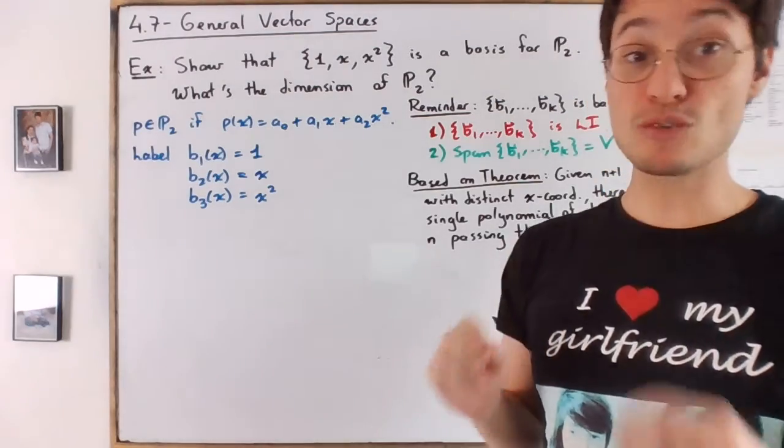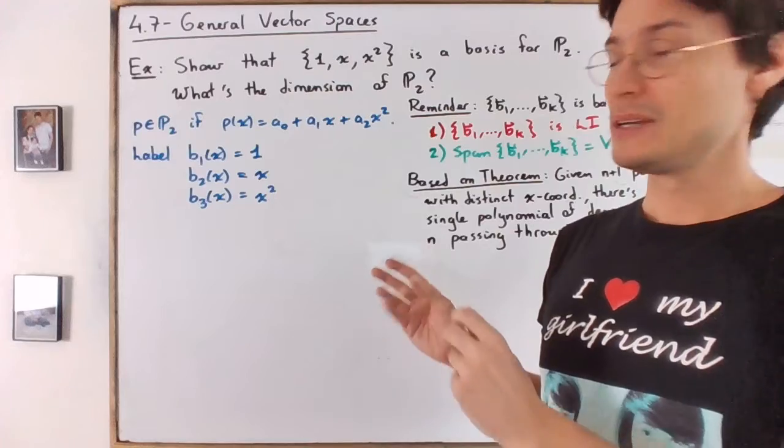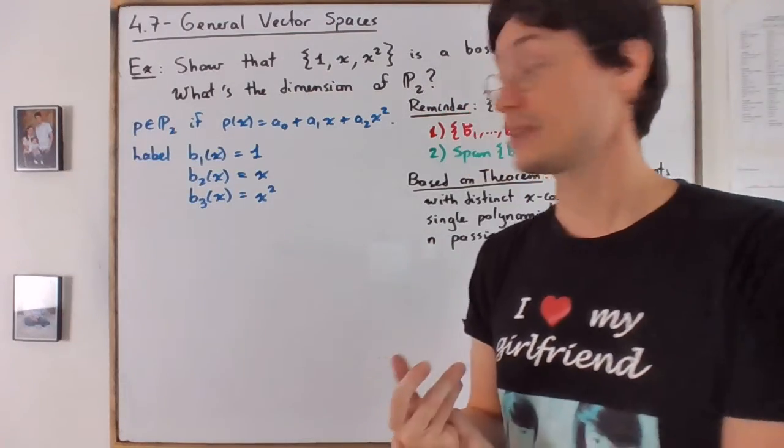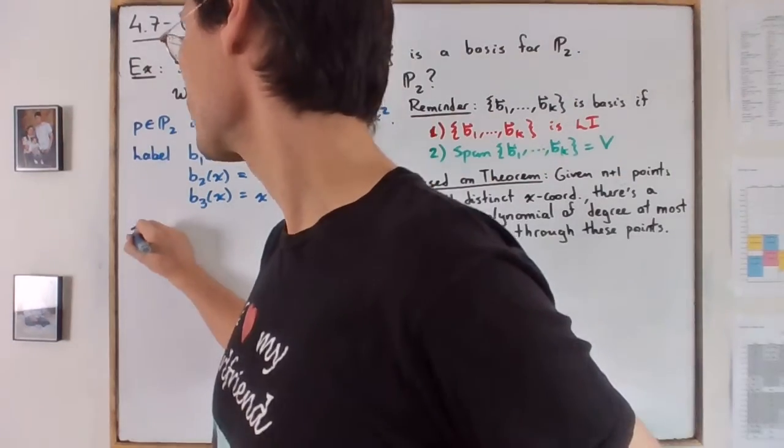Now be careful because we're trying to prove that this is a basis. We don't know it quite yet, so we cannot assume it. So be careful whenever you use this notation. With that in mind, let's get started.